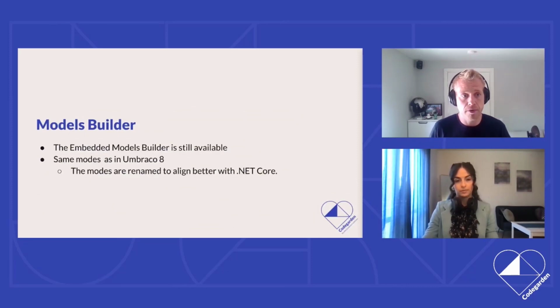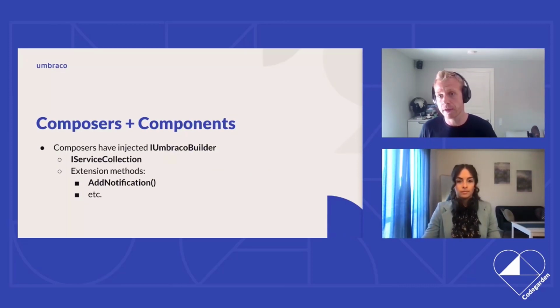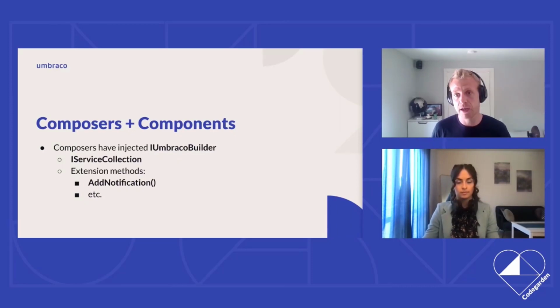Models Builder is still available in the embedded version that also ships with Umbraco 8. We have renamed the modes, even though the functionality is the same. But now the names are better aligned with .NET Core. And composers and components are still there. In your components, we now inject IUmbracoBuilder, like you know it from the startup file. And from there on, you can get the service collection, so you can use all the extension methods from NuGet packages or our own, like AddNotificationHandler.